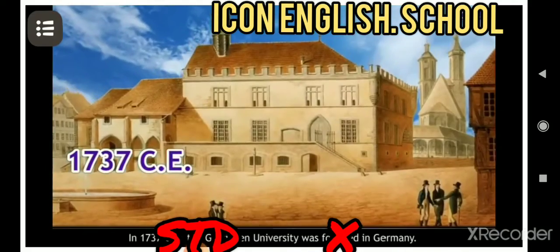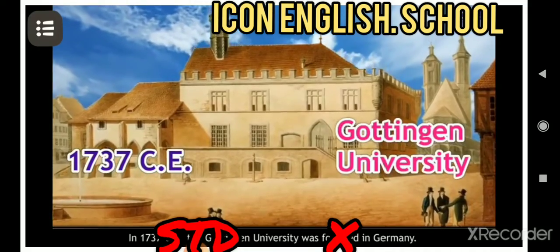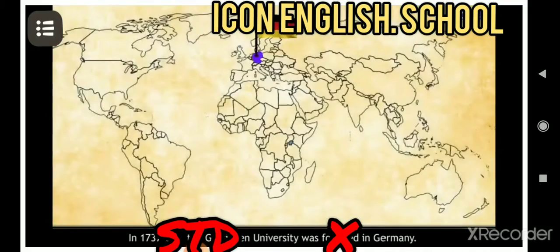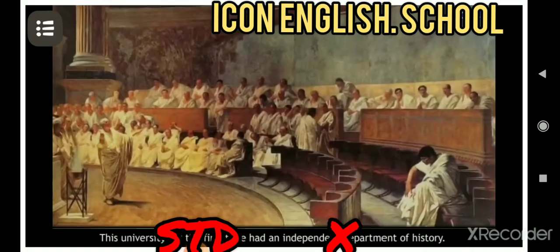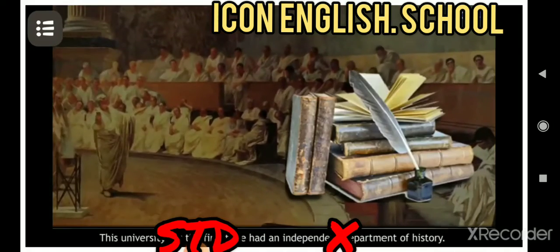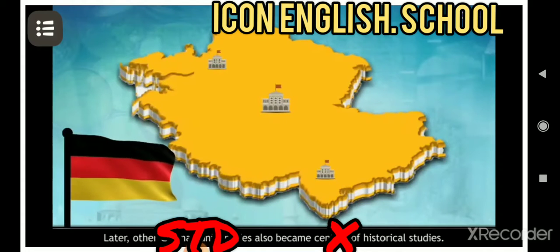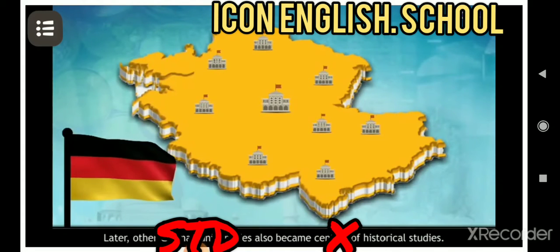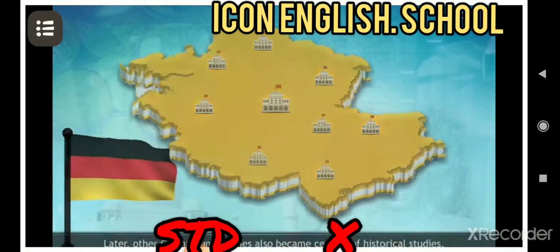In 1737 CE, the Göttingen University was founded in Germany. This university, for the first time, had an independent department of history. Later, other German universities also became centers of historical studies.